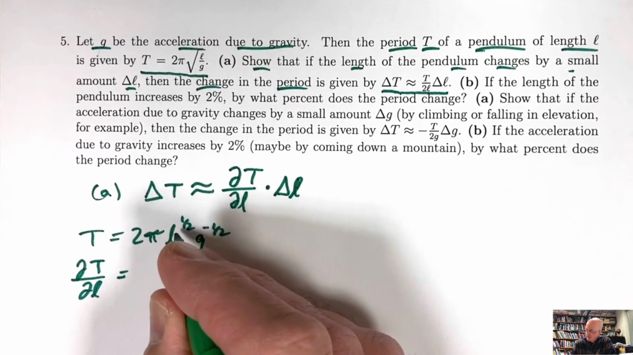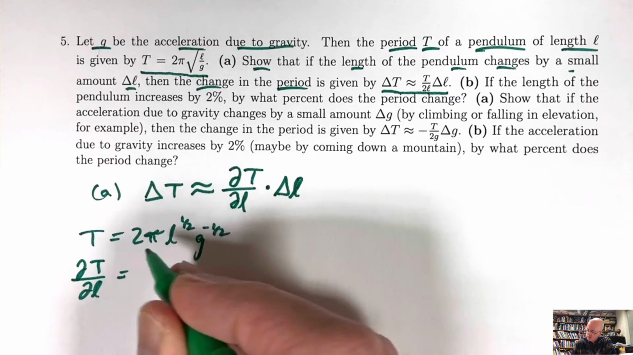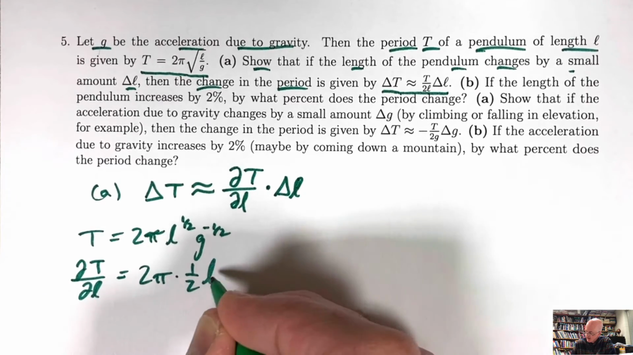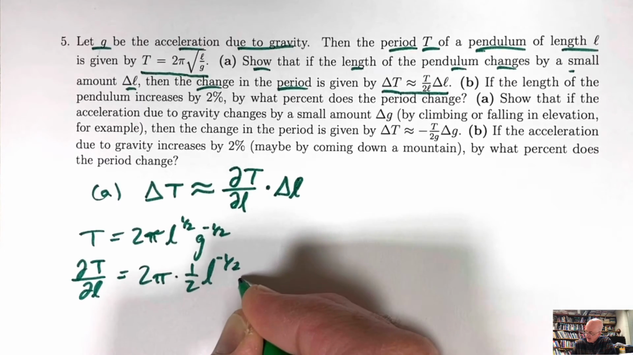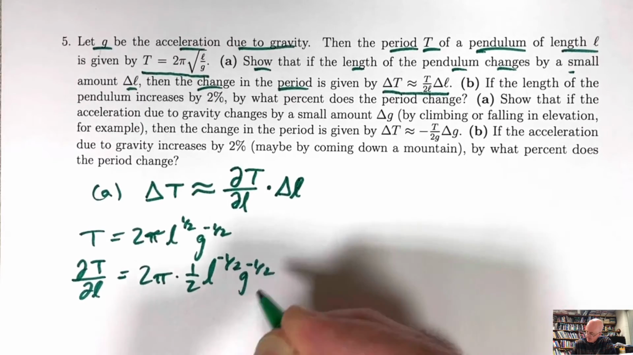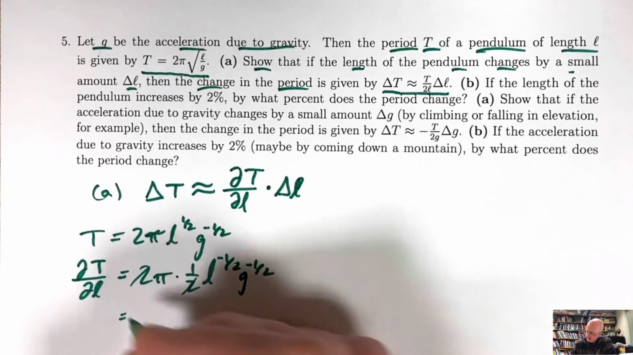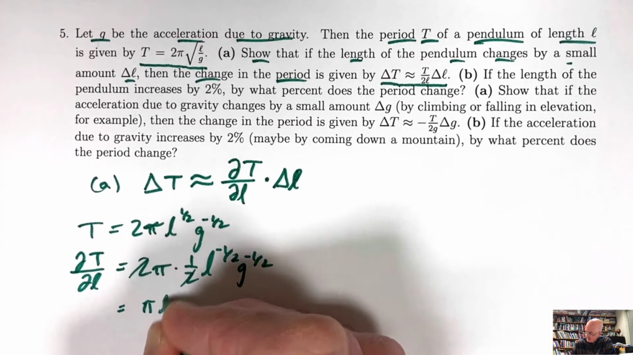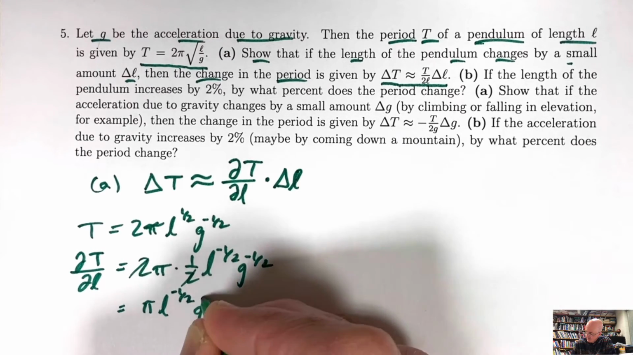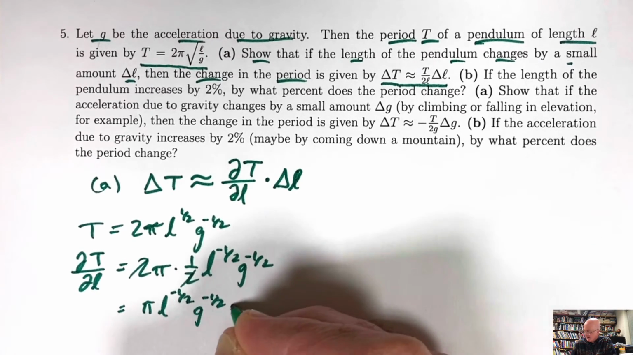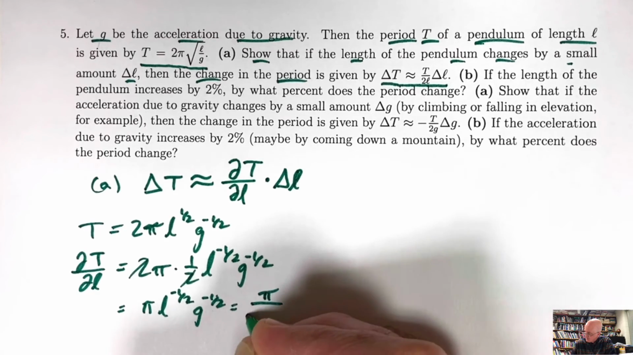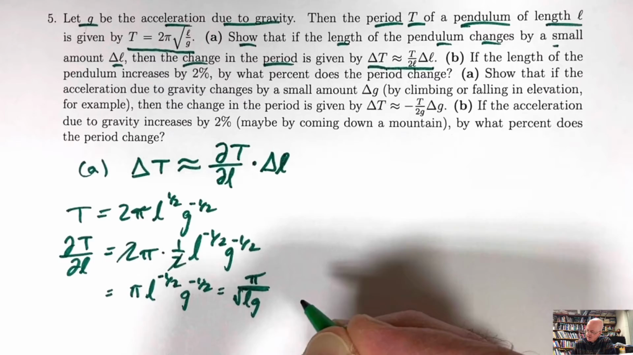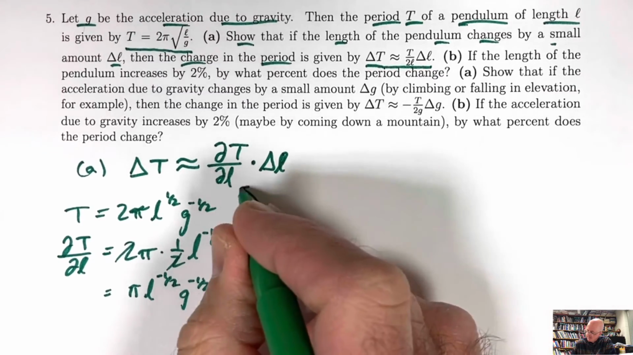The only thing I have to differentiate is the L to the 1/2. The 2 pi stays there. 2 pi times, bring down the 1/2, subtract 1 from the exponent, and get this. It can be simplified a little bit. The 2's divide out. We could write this as pi L to the negative 1/2, g to the negative 1/2. We could combine that. We could also write it as pi over the square root of L times g. Okay, that is the derivative, and that can get plugged in here.